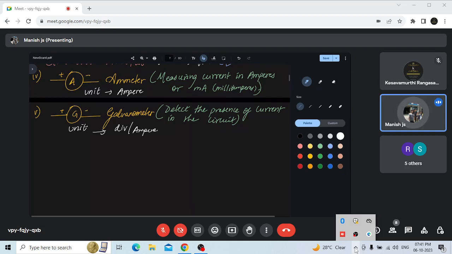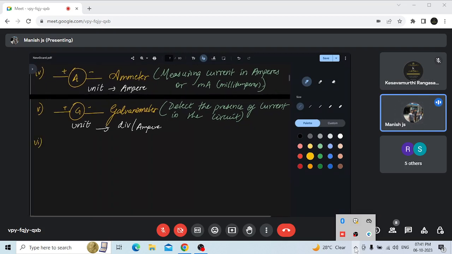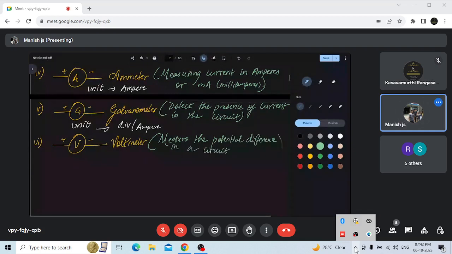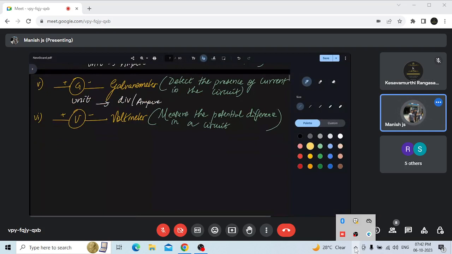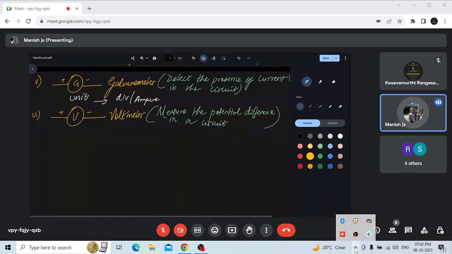The next one, sixth one. What about this? Voltmeter, sir. Yes, this is called a voltmeter. So what is a voltmeter used for? It is used to measure the potential difference in a circuit. That is why we use a voltmeter. So we have learned these circuit elements. We have some more. Let's see if you can guess them.